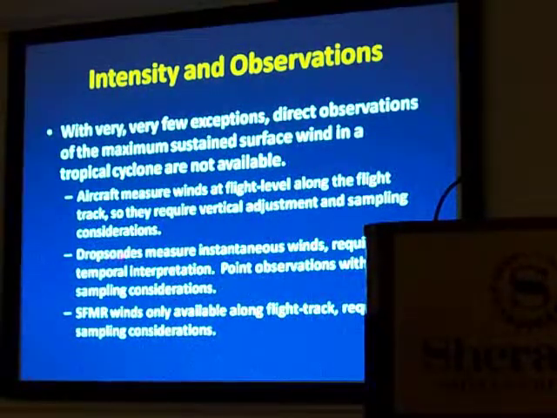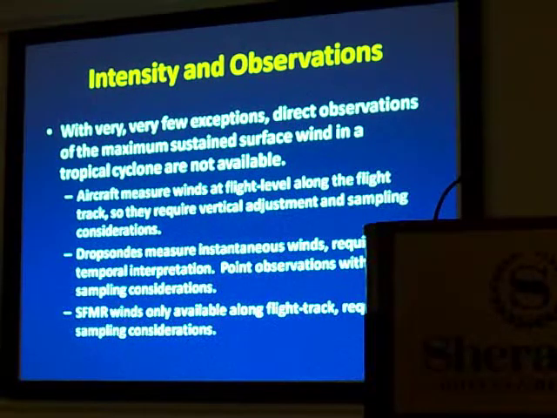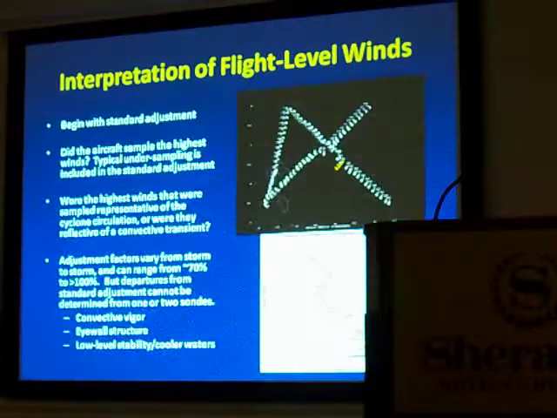The dropsondes, which are released within the hurricane, they measure instantaneous winds, and they do require quite a bit of temporal interpretation because the dropsondes are moving around azimuthally around the storm center, and so that has to be taken into account. And there are some severe sampling considerations because of that. And as I mentioned, with the SFMR, the data that we're receiving are along the flight track, and they require quite a bit in the way of sampling considerations.